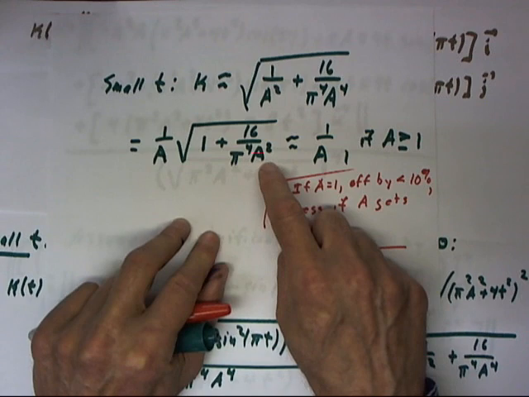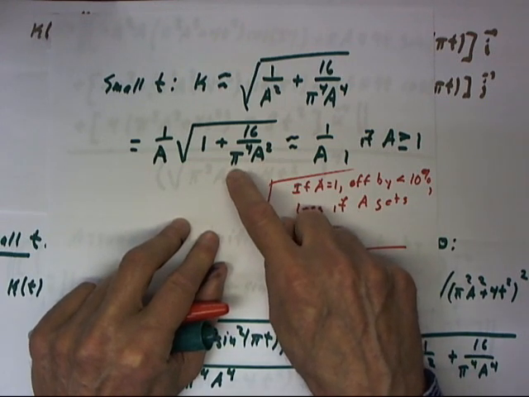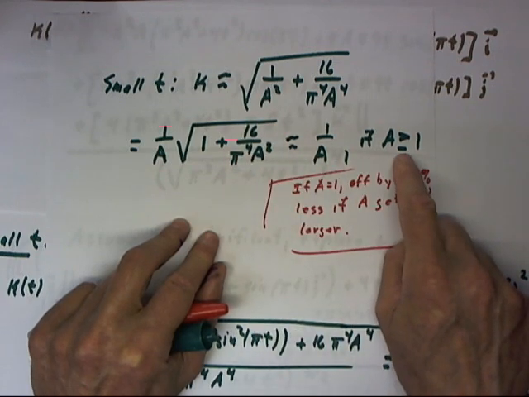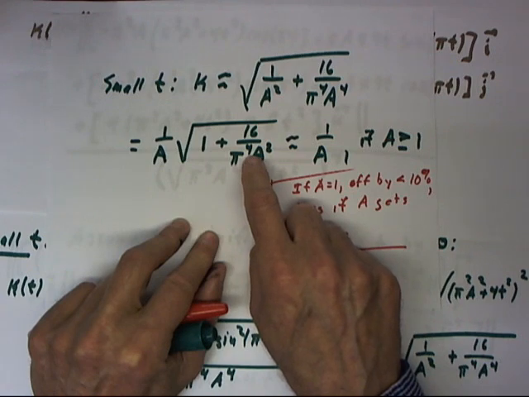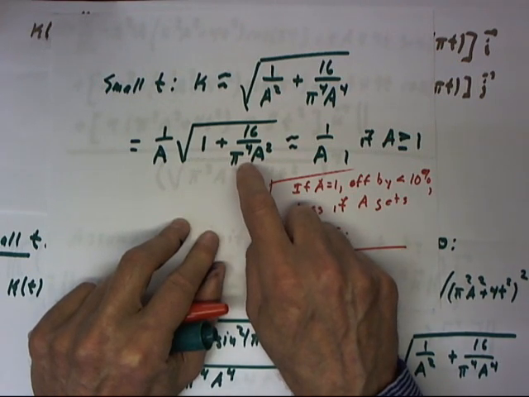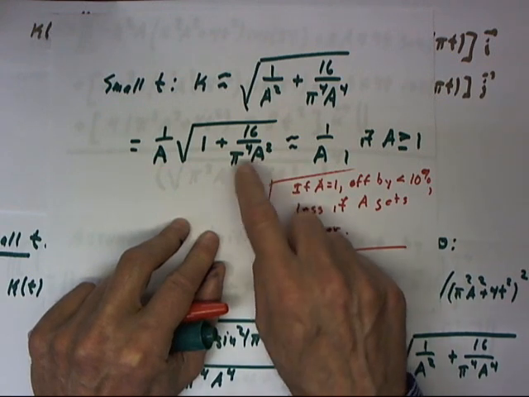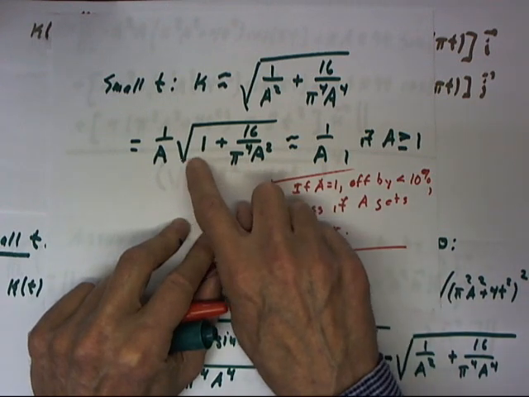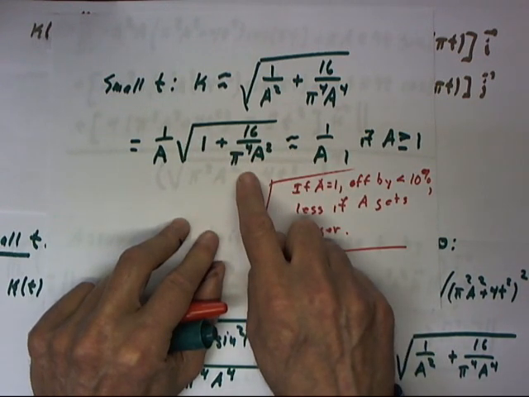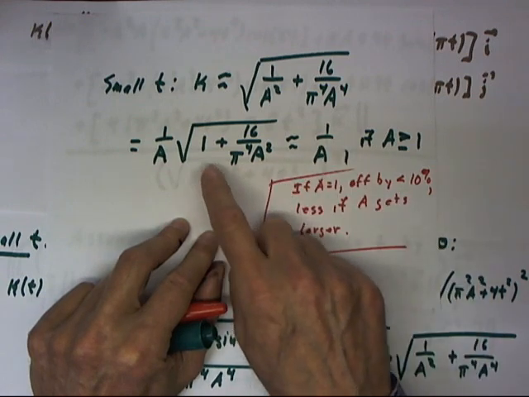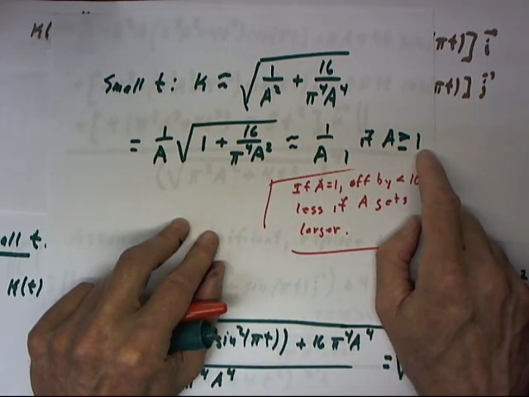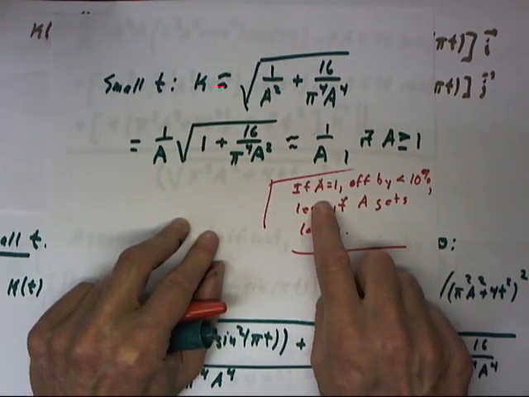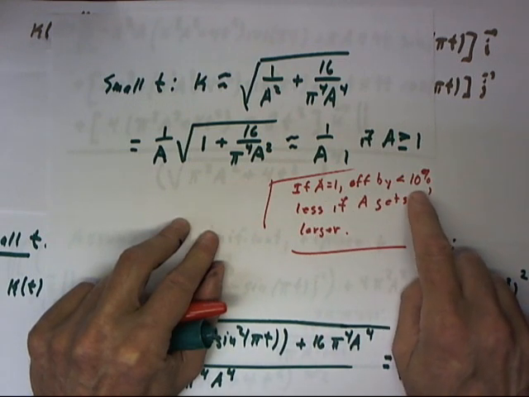But if a is at least 1, remember pi to the fourth is more than 81. 16 is 1/5 of 80. So this term, as long as a is greater than or equal to 1, is going to be at most 1/5. The square root will then be at most 6/5, which is 1.2. And you can verify that 1.1 squared is 1.21. So that this expression is no bigger than 1.1, meaning that for a greater than or equal to 1, the curvature is about 1 over a, and it's off by less than 10%.